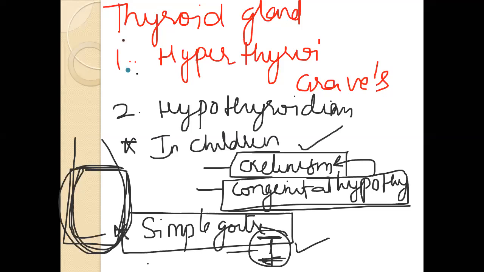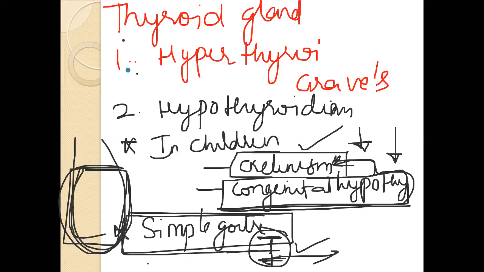So hyposecretion in children is cretinism. Hyposecretion during embryonic development we say congenital hypothyroidism, which leads to cretinism. And any person can be affected by simple goiter, those who are not taking iodine through the diet will be affected with simple goiter disease.